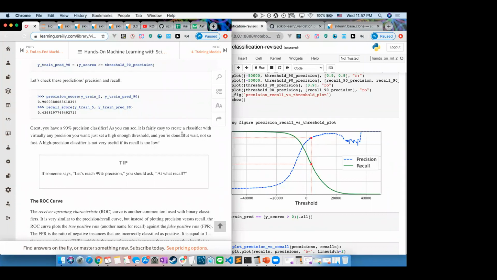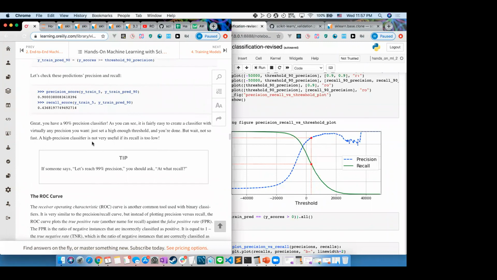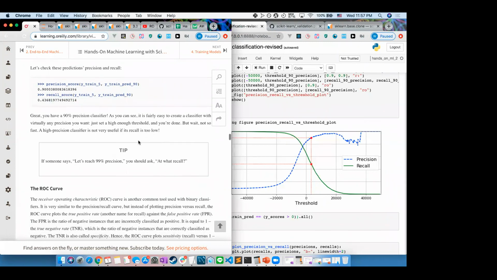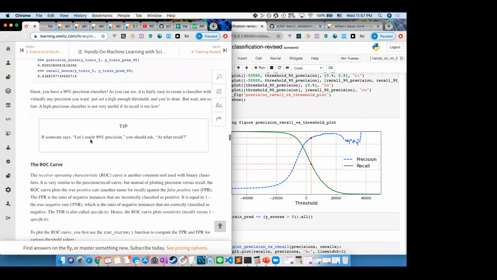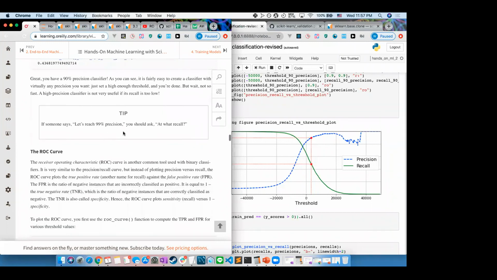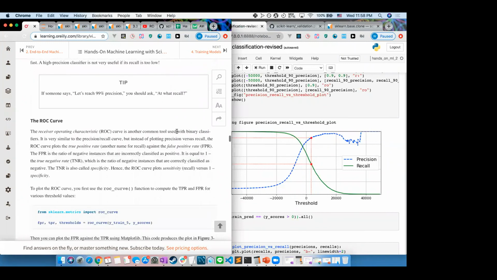As you can see, it's fairly easy to create a classifier with virtually any precision you want. Just set a high enough threshold and you're done. But wait, not so fast. A high precision classifier is not very useful if its recall is too low. If someone says, let's reach 99% precision, you should ask at what recall, because it's a trade-off.